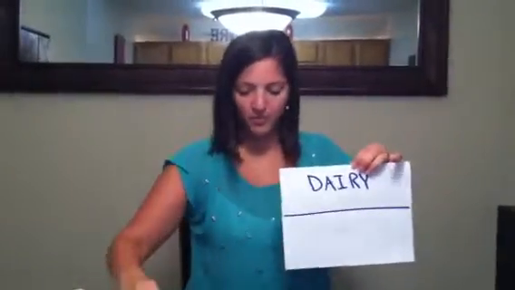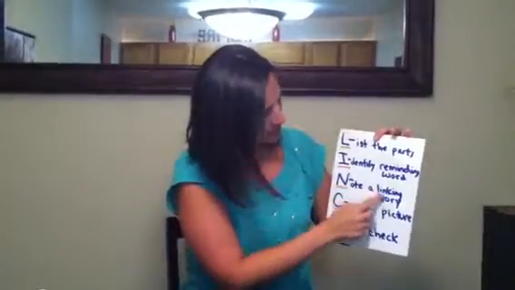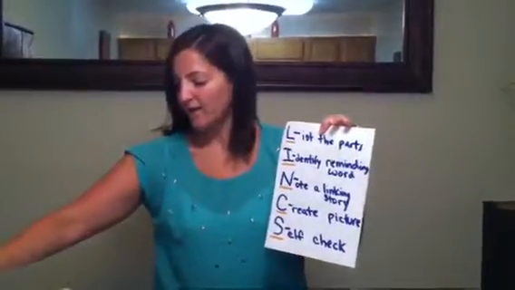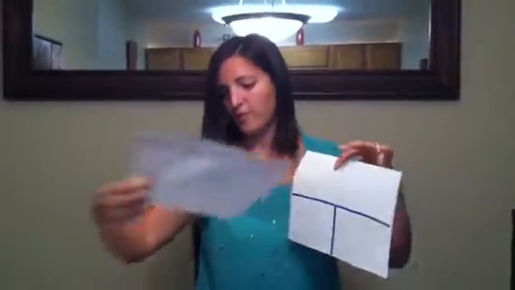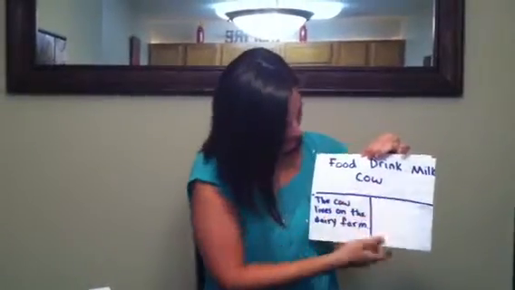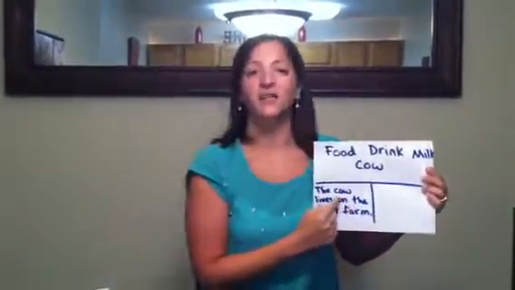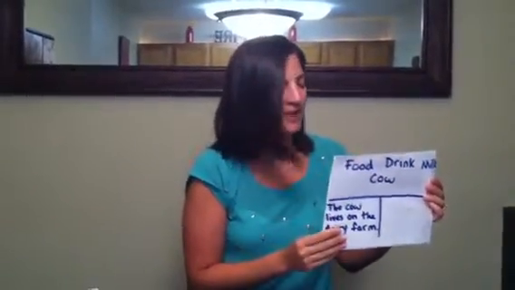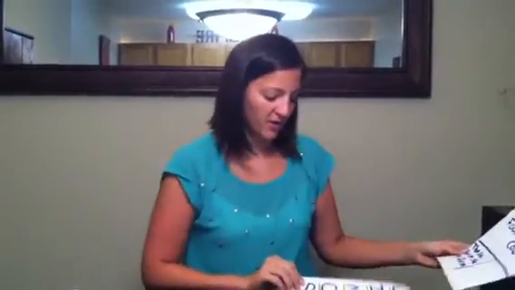Now we are going to go to the N part of our strategy, note a linking story. On the back of our paper, where we have food, drink, milk, and cow, over here we are going to write a linking story. We're going to make up our own story to help us remember the definition of dairy. And I wrote, the cow lives on the dairy farm. So that's the N part of the LINCS strategy.